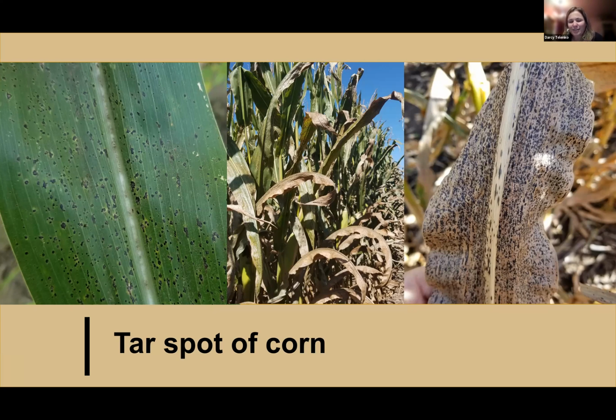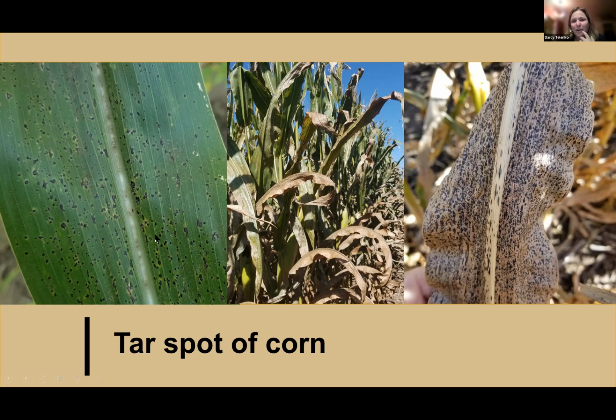But if you haven't seen tar spot, this example here on the left, this green leaf, that's the stromata that we talk about. That's where we get its name. It looks like someone splattered those leaves with black tar. It's the actual fungal fruiting body within that leaf. You can scratch at it. It's embedded and growing within that tissue.